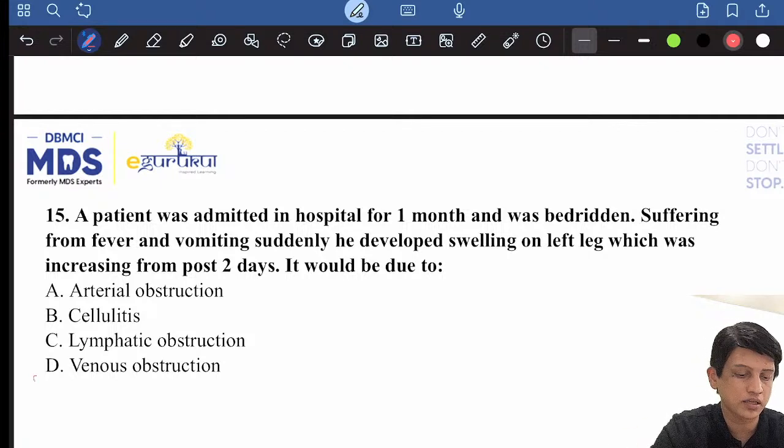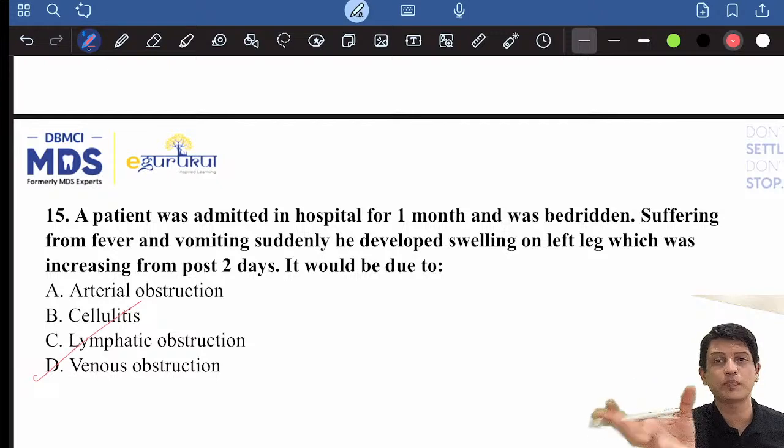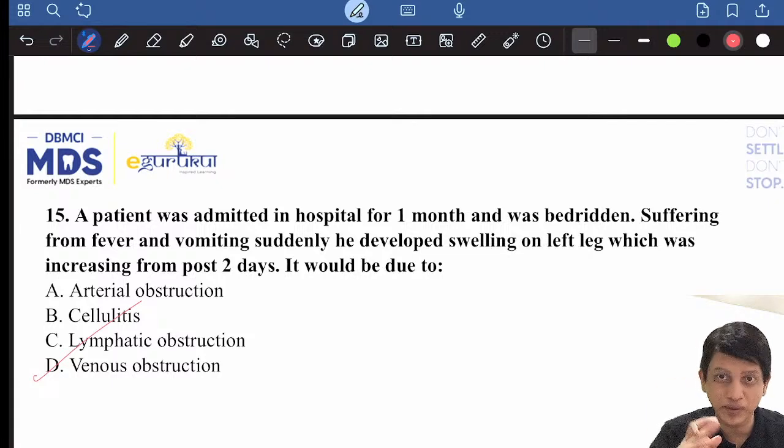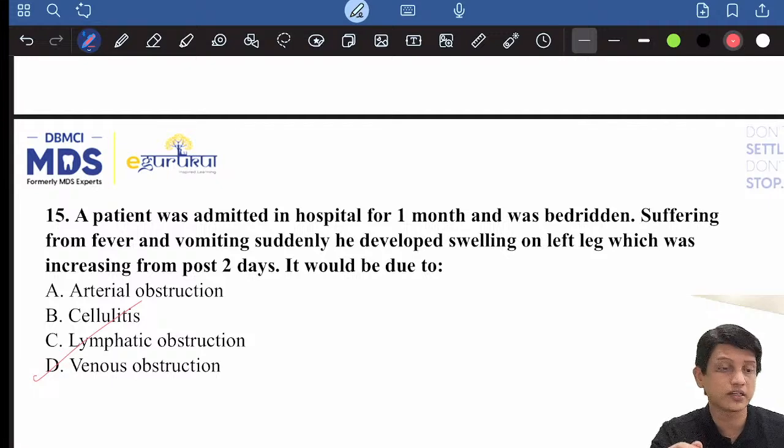Very good. The answer is, it's a DVT. In any bedridden patient, venous flow is reduced because there is no muscle action to pump the venous blood. It can't be lymphatic obstruction, which will not cause sudden onset of edema like that. Even arterial obstruction can't cause it. In cellulitis there may be edema, but they can't suddenly develop limb swelling or pain like that. So the answer is venous obstruction, or DVT.